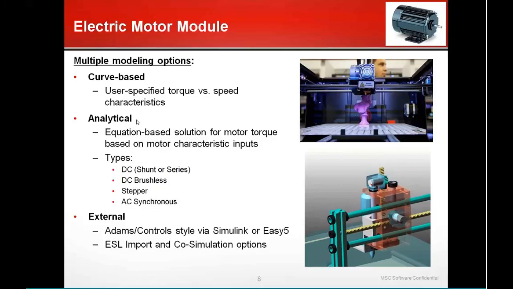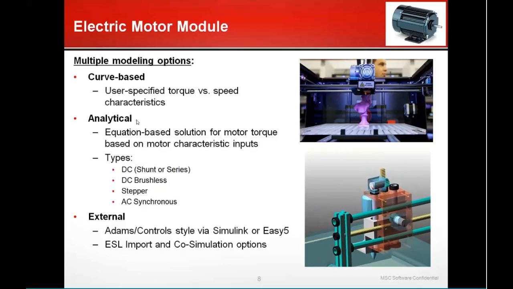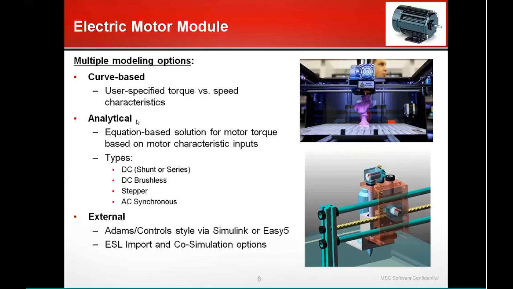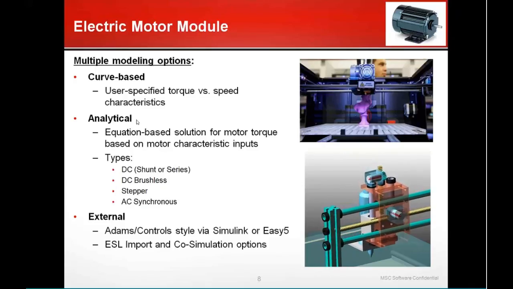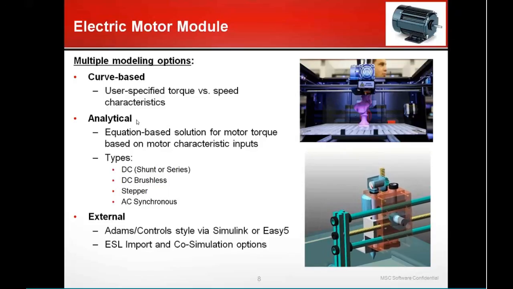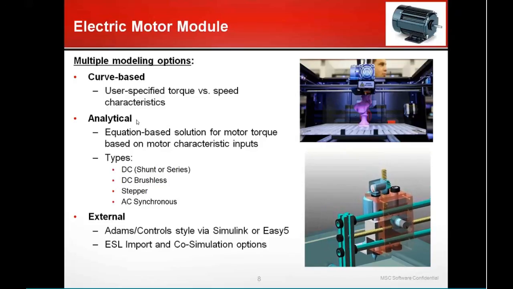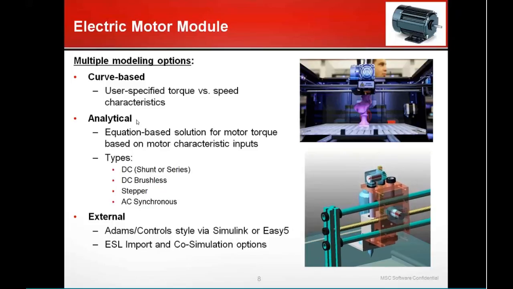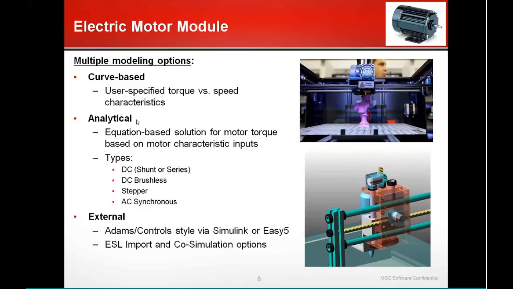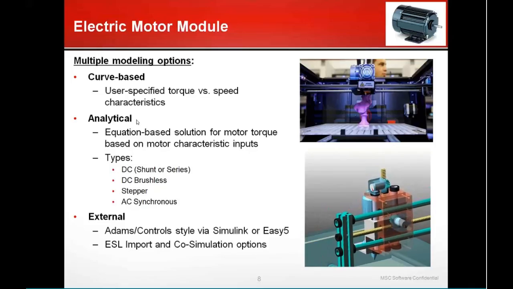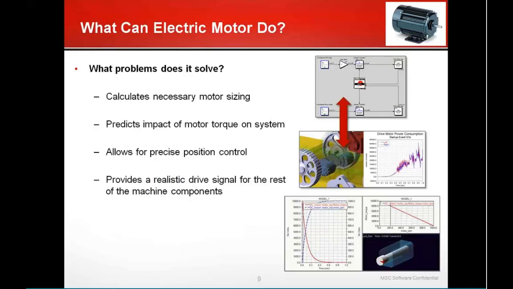And then lastly, we've got an external method, which is essentially behind the scenes using the Adams Controls package and its style of either external system library import or co-simulation to work with Simulink, EASY5, or FMI compatible models in a co-simulation mode where you've got a very sophisticated representation of the model modeled in an external code. And oftentimes modeled by folks in other groups at your organization.